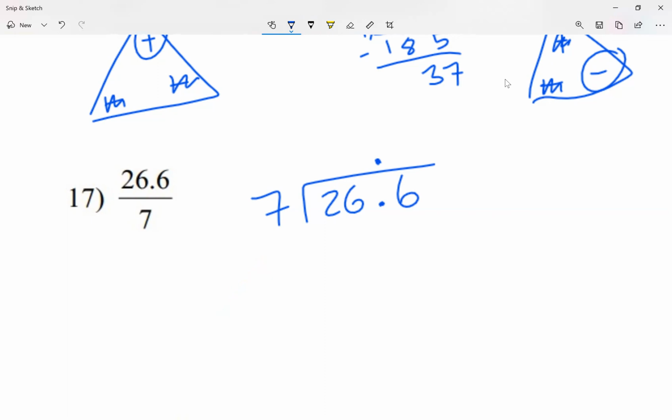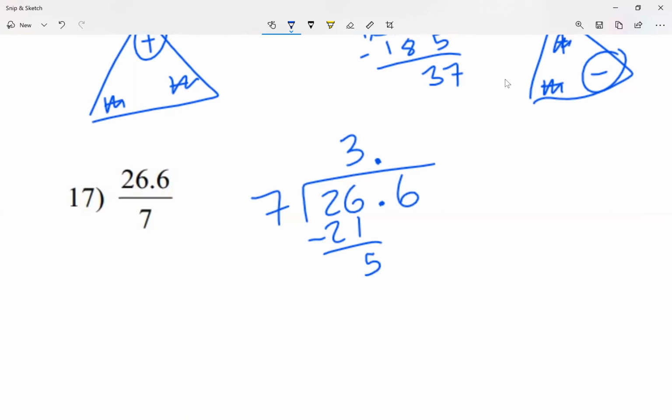I know 7 times 4 is 28. So I'm not going to say 4. I'm going to say 3. Because 3 times 7 is 21. Again, I'm trying to get as close as possible without going over. Kind of like the game The Price is Right. Okay, so let me subtract this, right? 26 minus 21 gives me 5.